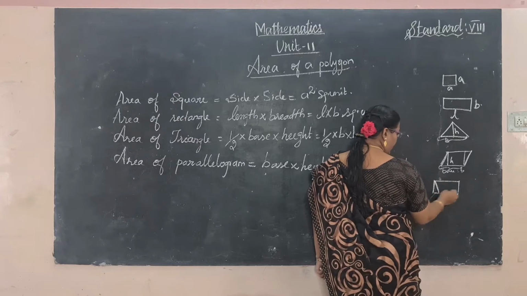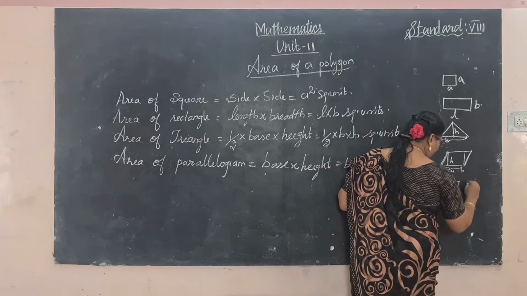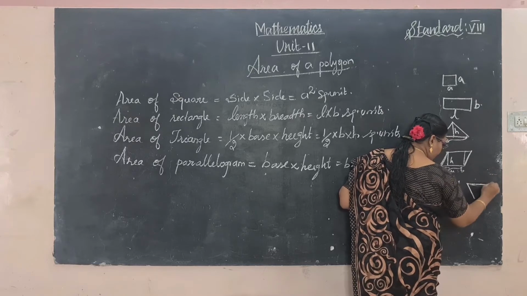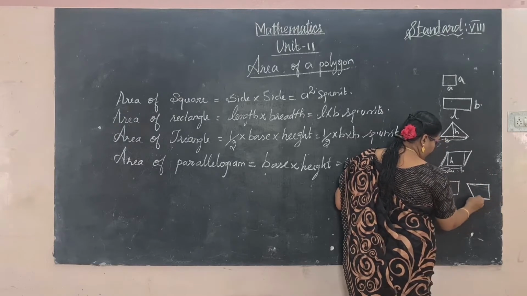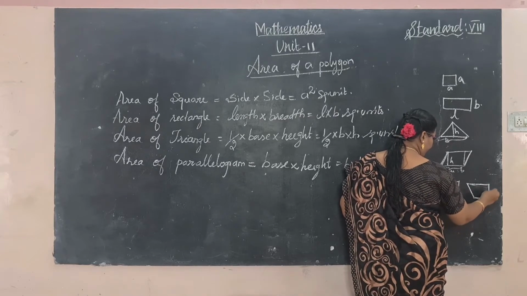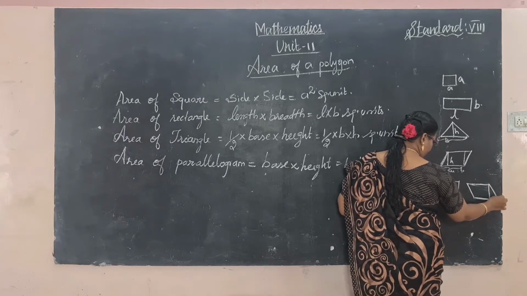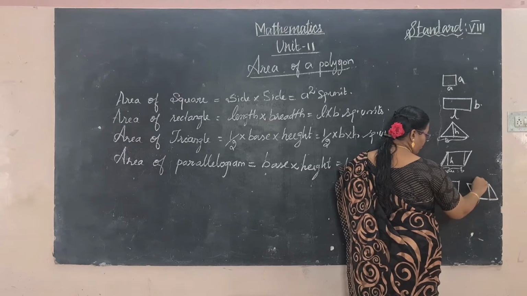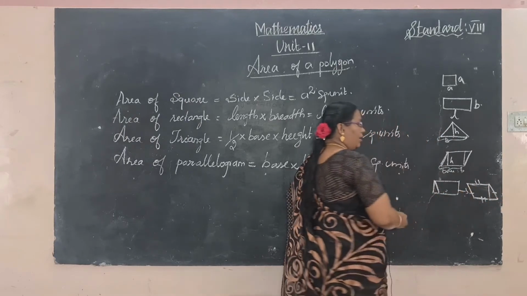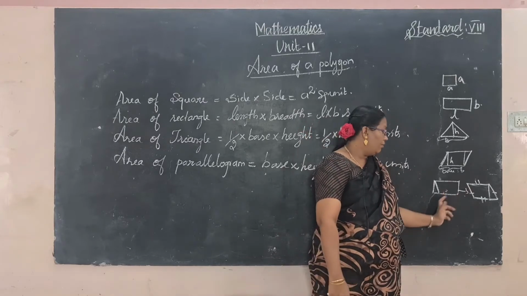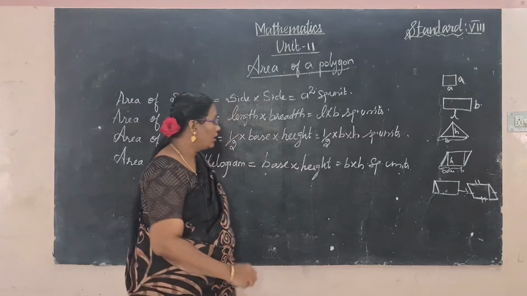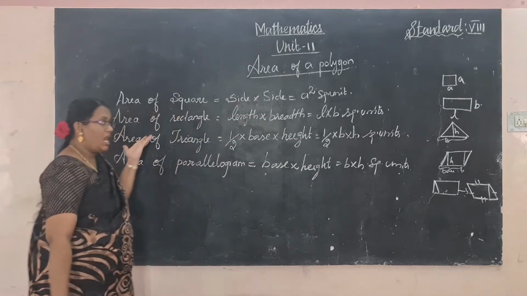If you join this piece here, we get the parallelogram. I think you will remember. This is a height. So when you join this, we get the parallelogram. Okay, so parallelogram is made from the rectangle. Okay, these are all we have learned in the last year.